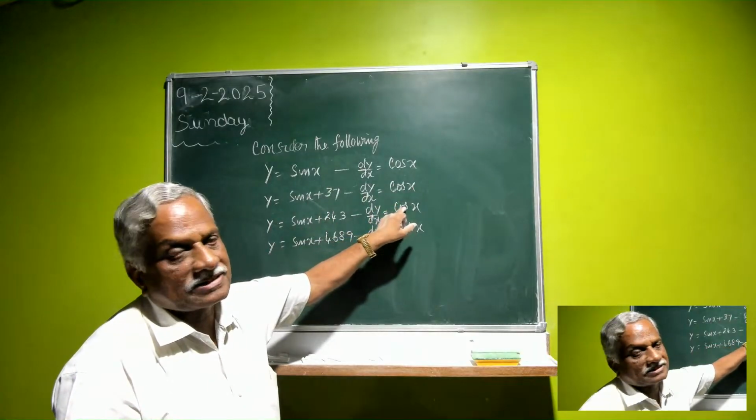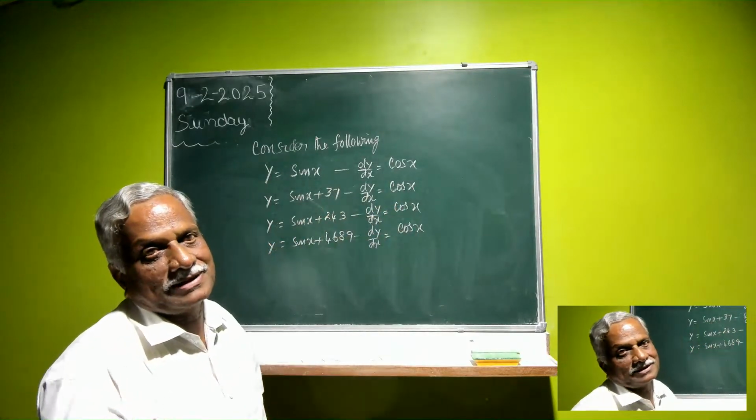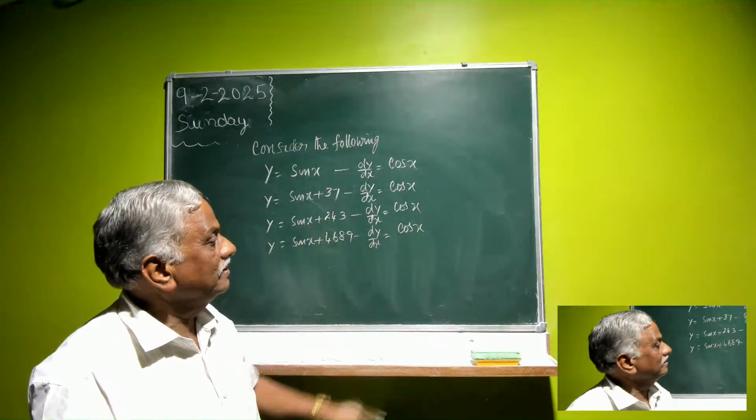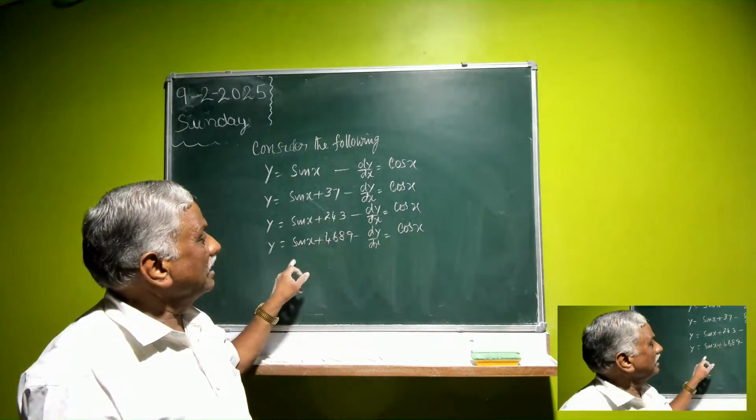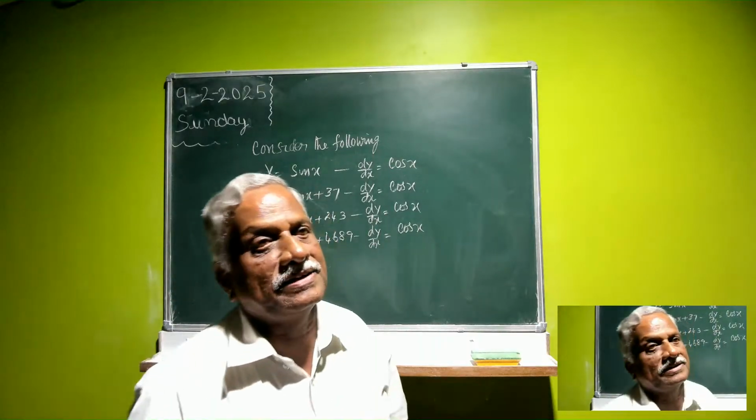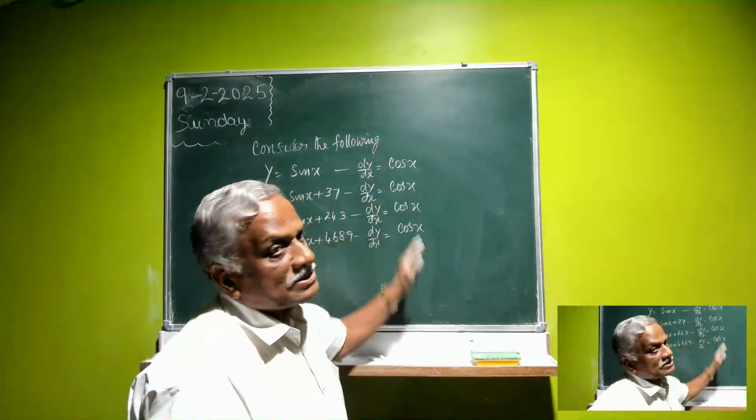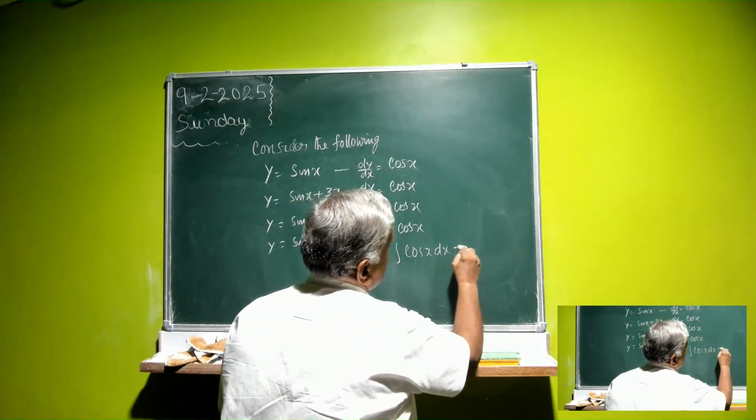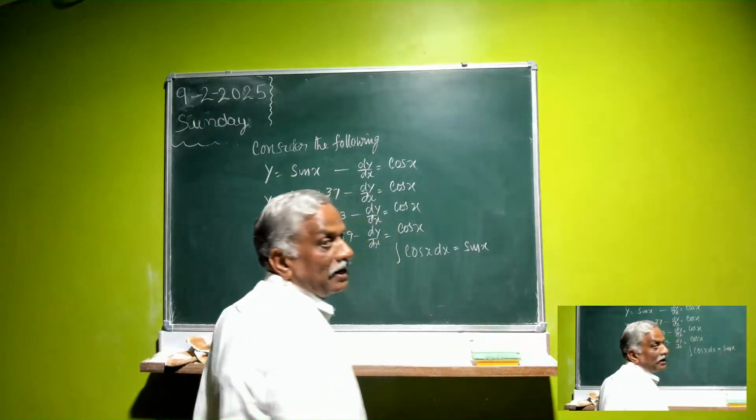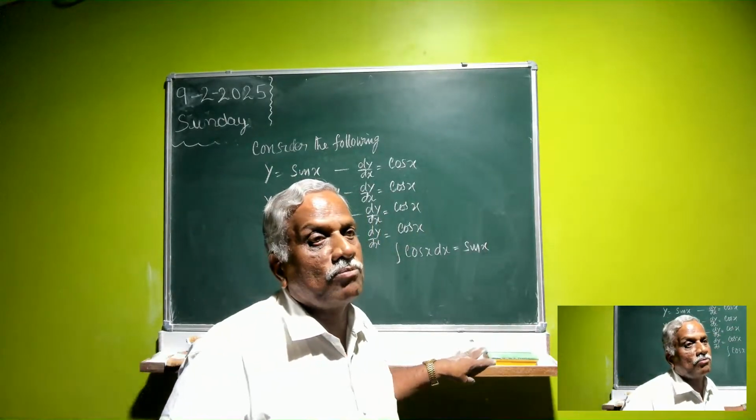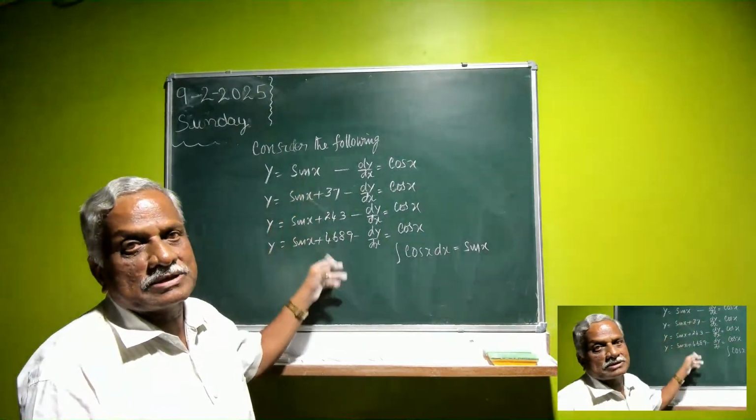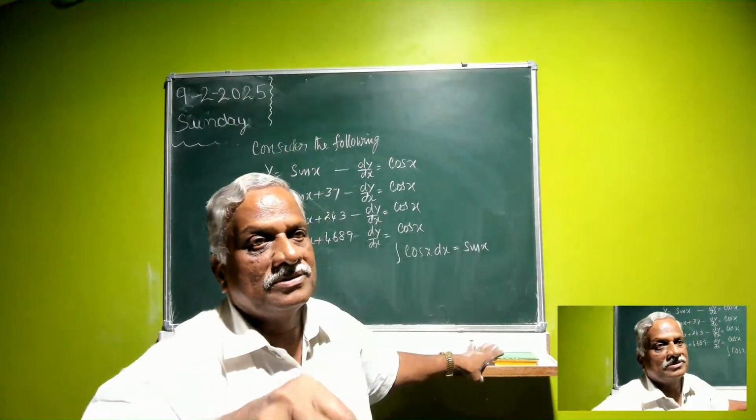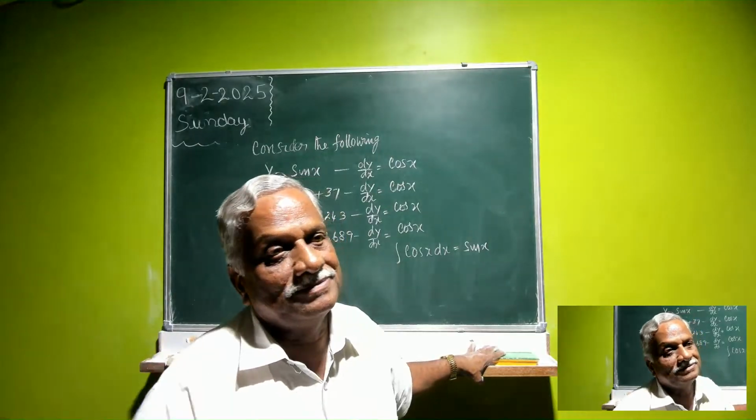If I integrate this cos x, again I get sin x, but I won't get 37. If I integrate this, I'll get sin x, but I won't get 243. If I integrate this cos x, I'll get sin x, but not plus 4689. If I simply integrate cos x, I get sin x, but I do not know whether the given problem was sin x or sin x plus 37 or 243. So there is a problem coming back to the point where we started.